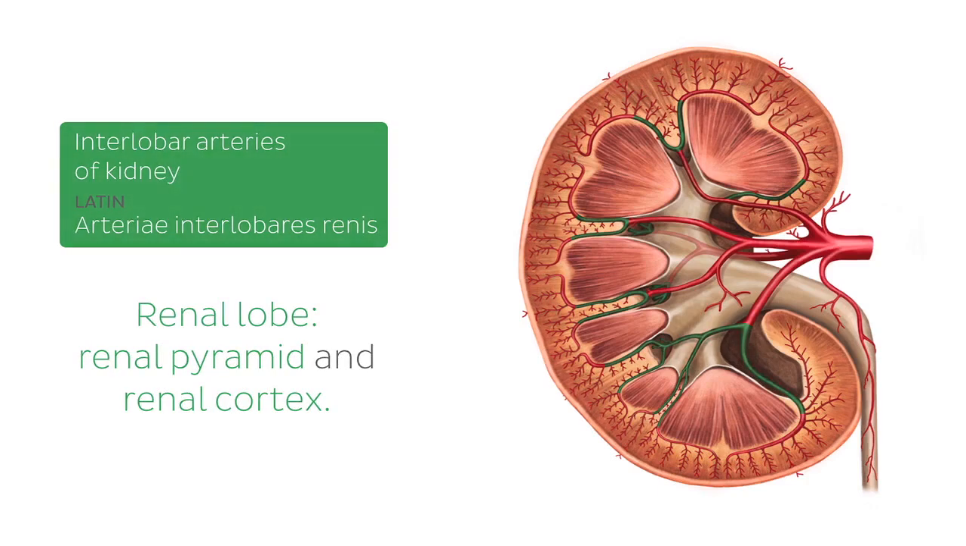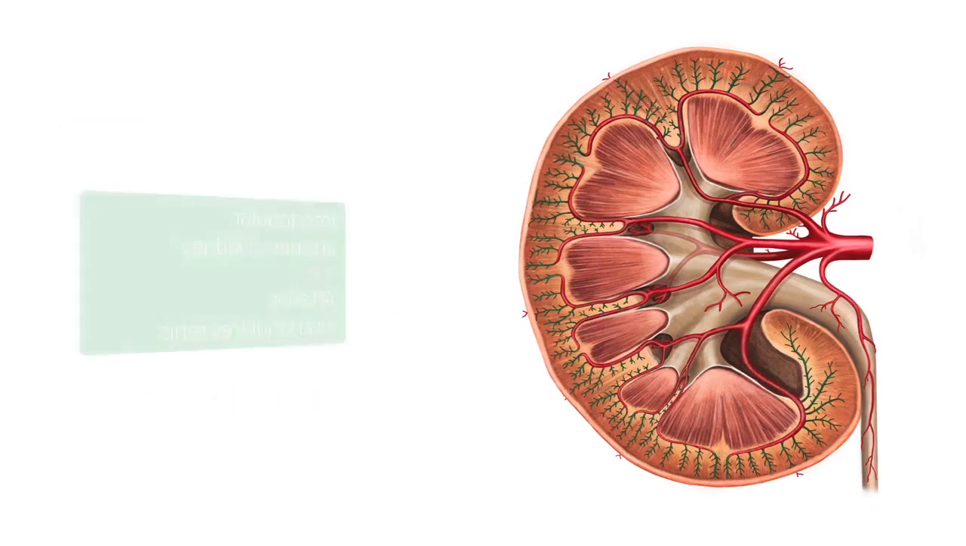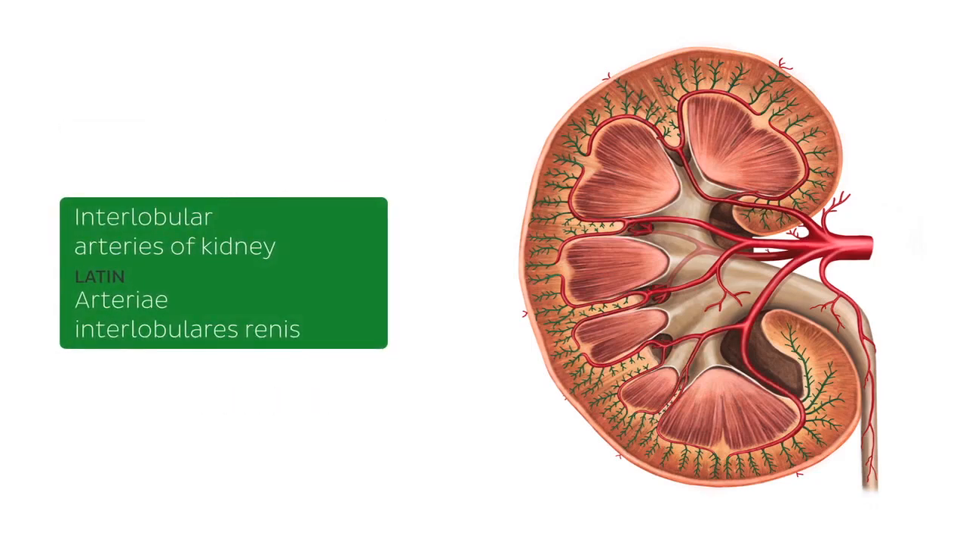There are also another set of arteries that are known as the interlobular arteries of the kidney. They have a similar name, but the interlobular arteries arise from these ones that you see here, the arcuate arteries that we're also going to be covering here on this tutorial. And these interlobular arteries also supply the renal cortex and are terminal ends.